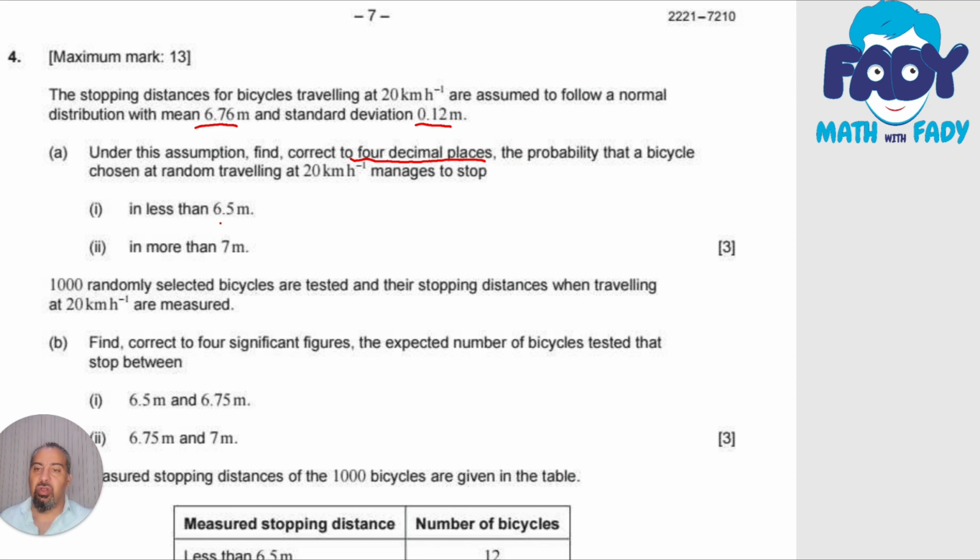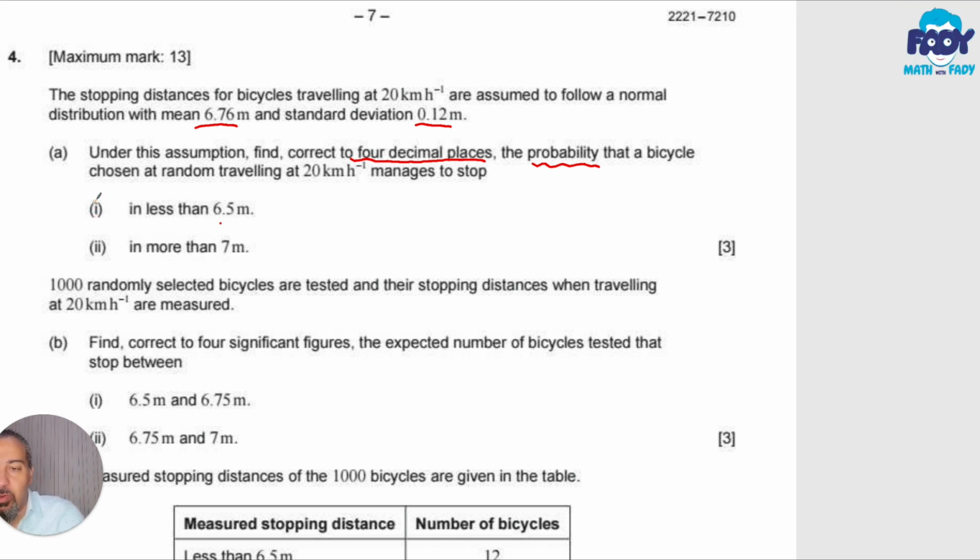So here we are talking about a normal distribution, and we have the mean and the standard deviation, and we need to calculate the probability. In order to solve this question, as usual, we will use our graphing display calculator. But here it's very important to sketch which probability we are willing to find.